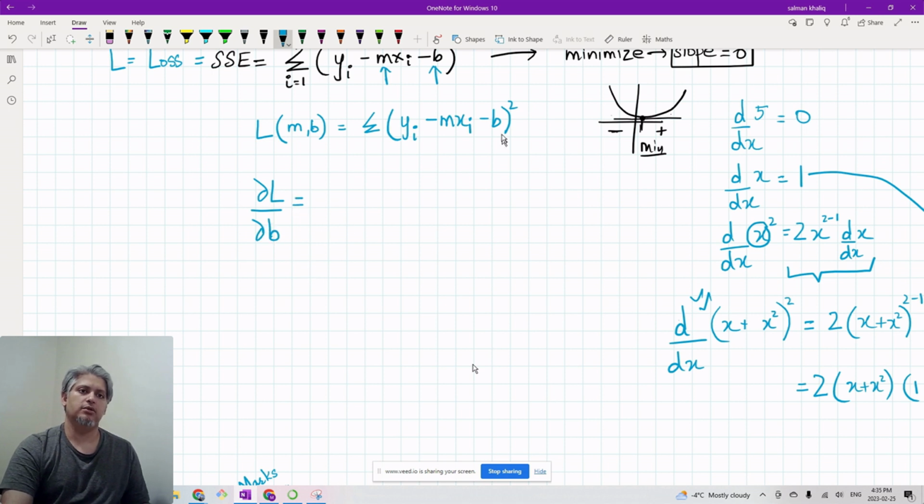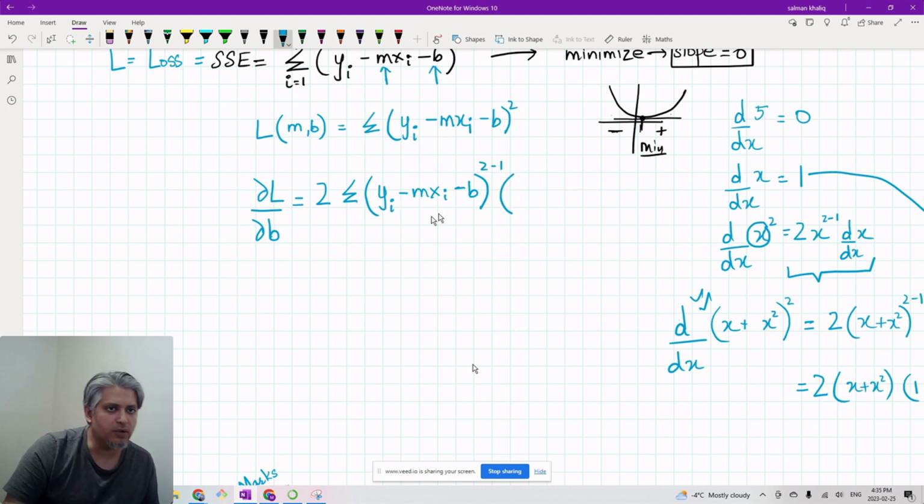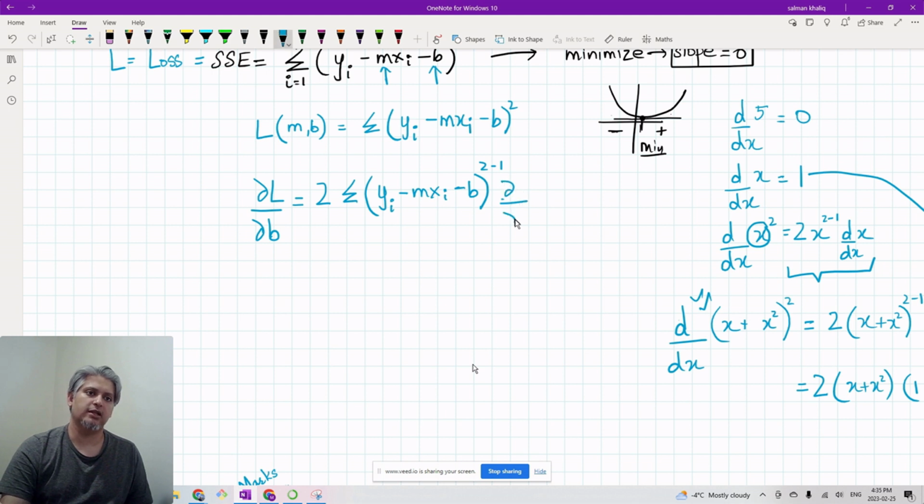When I take the derivative with respect to the b variable, this 2 is going to come down. Then I will have a summation sign, where i goes from 1 to n, I'm not writing it. The bracket is going to be as it is, yi minus mxi minus b. Then I will subtract 1 from the power, and then I will do the derivative with respect to b of whatever was inside the bracket.